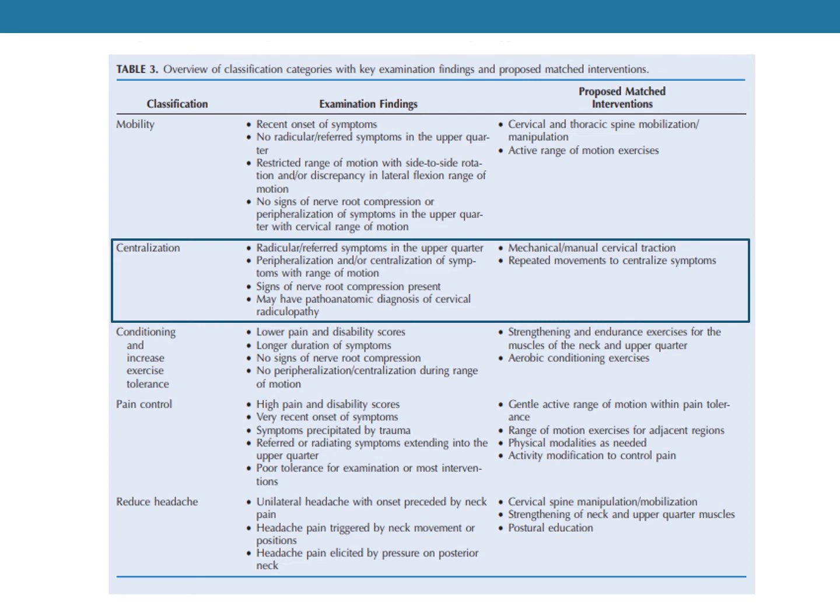And so again, from our classification scheme, one of the categories was this centralization group. These are folks who may have that pathoanatomic diagnosis of a cervical radiculopathy, maybe through electrodiagnostic assessment or potentially Rob Wainner's clinical prediction rule. They're certainly going to have signs of nerve root compression. They're going to have symptoms that are radiating or referred down the arm, usually into the hand. And typically, these symptoms are going to change with movement.